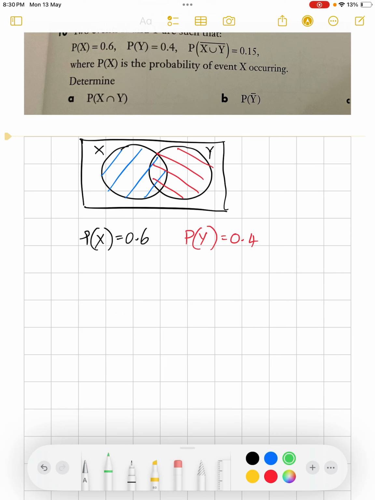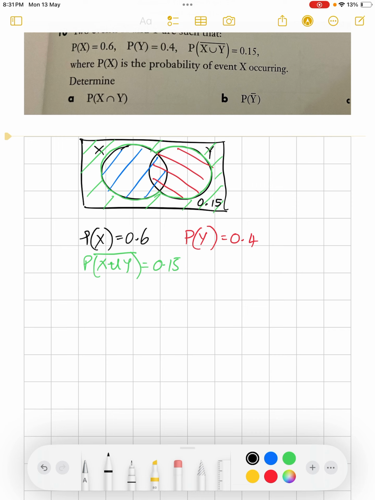We're told that the probability of the complement of X union Y, the complement means everything else, is equal to 0.15. X union Y is everything inside X and Y. I'm going to just make that green, everything inside there. So outside is the complement of the union set. So that green part is 0.15. So I'm going to put 0.15 down here.